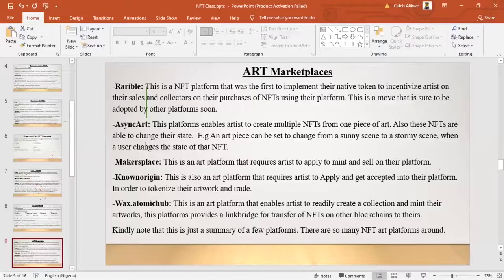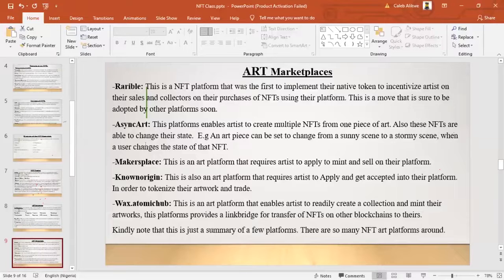Then Makersplace is an art platform that requires artists to apply to mint and sell on their platform. KnownOrigin. KnownOrigin and Makersplace are a lot alike. The same thing, you need to apply. Both of them are curated platforms. You need to apply, then they go through your application and see whether they want you to be on their platform, and then you get in.